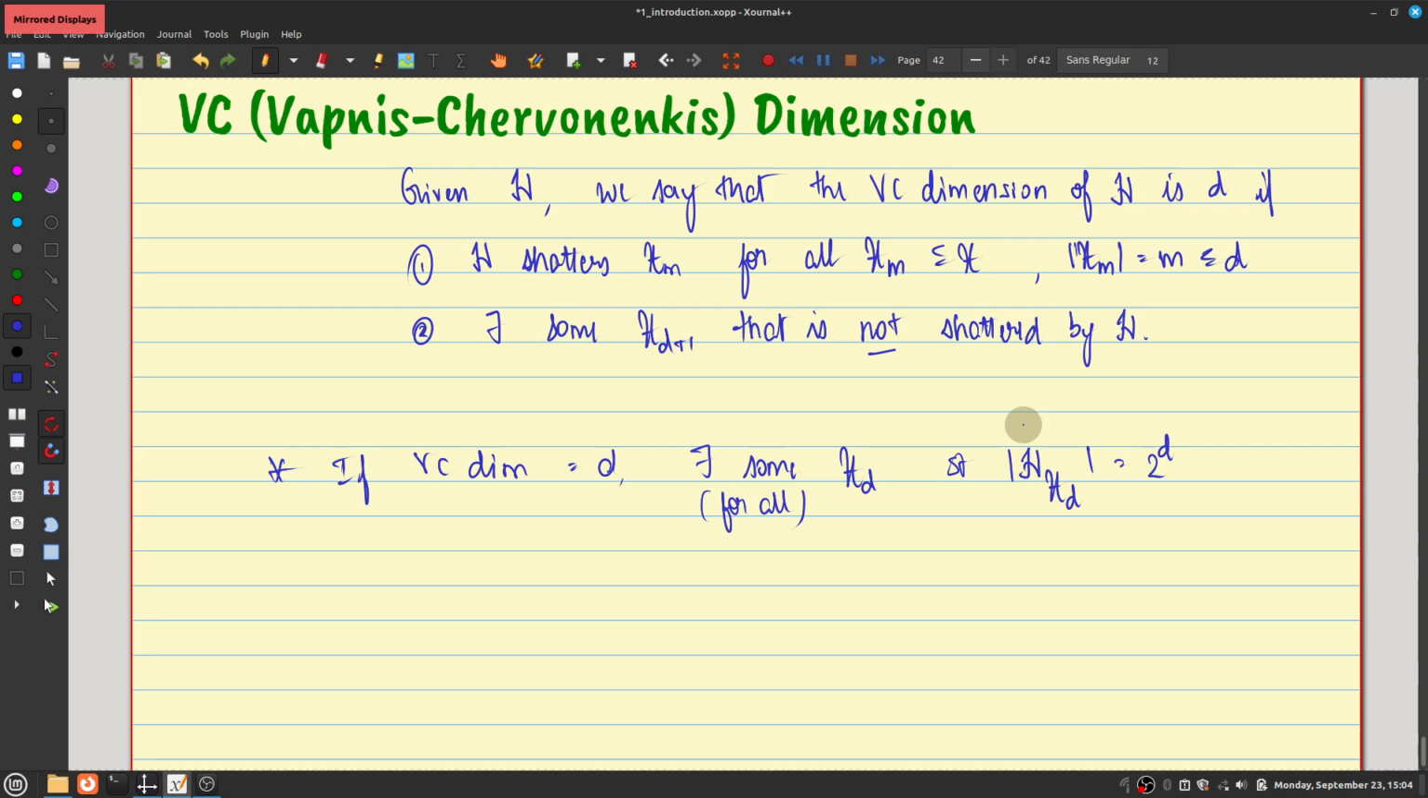The second point: there exists some x_{D+1}. But can that be any D greater than the VC dimension? If it happens for D plus 1, then it will also happen for D plus 2 or D plus 3 and so on. So D is the largest such that all subsets of size D are shattered by H.